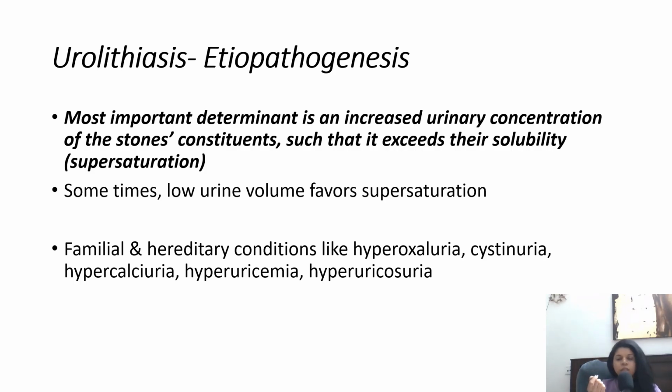Along with that, there are hereditary conditions like hyperoxaluria, cystinuria, hypercalciuria, hyperuricemia, and hyperuricosuria. These are conditions in which the constituent is congenitally increased due to some metabolic defect in the person, and they have a higher chance for stone formation also, but these conditions are a little rare.